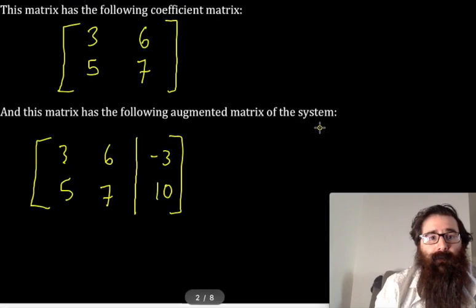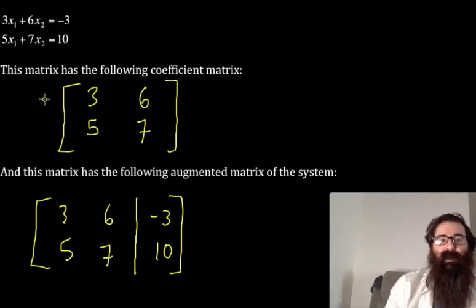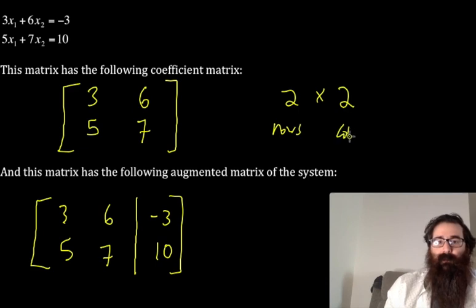So if I go back up here, if I want to figure out the size of these matrices, my coefficient matrix, I have 2 rows, row 1, row 2. And how many columns do I have? I want to sort of look from the top here. 1, 2 columns. So I have a 2 by 2 matrix. I have 2 rows and 2 columns.